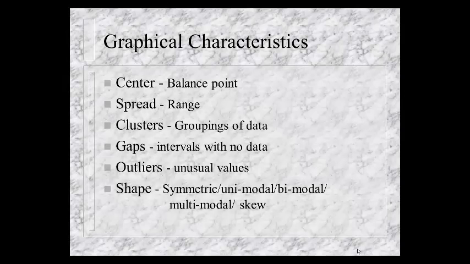Okay, so we've been working with graphs, and as we've seen them, we're looking at these characteristics. We want to talk about some of the main characteristics we see, ideally the three big ones being center, spread, and shape. But I also want to discuss to some degree the idea of clusters, gaps, and outliers when we look at graphs.